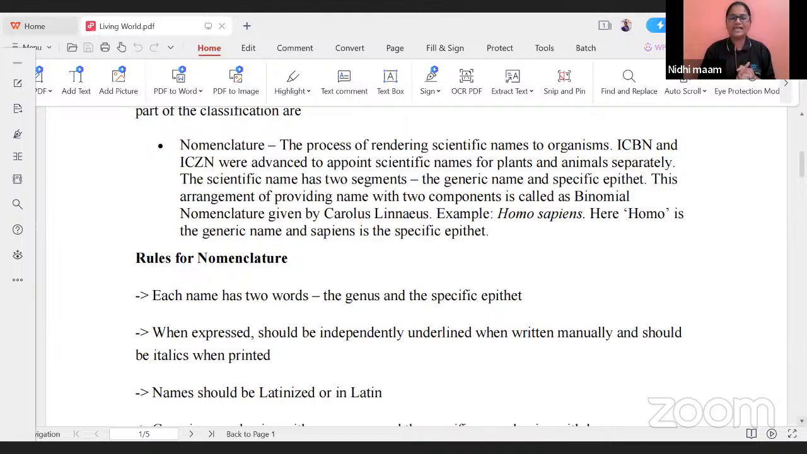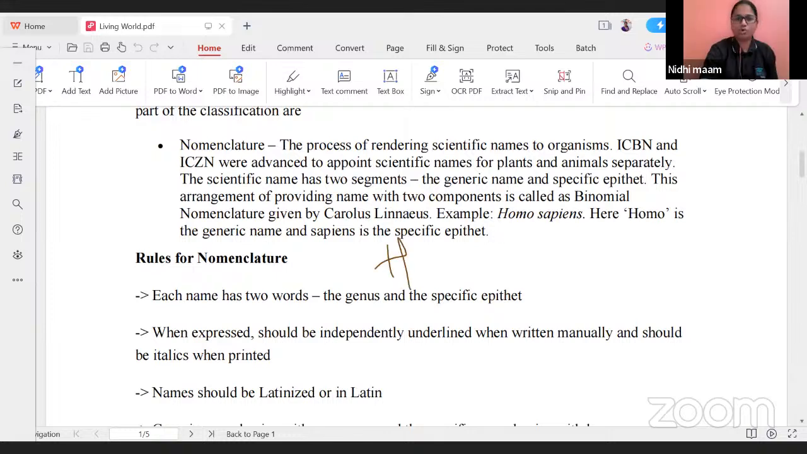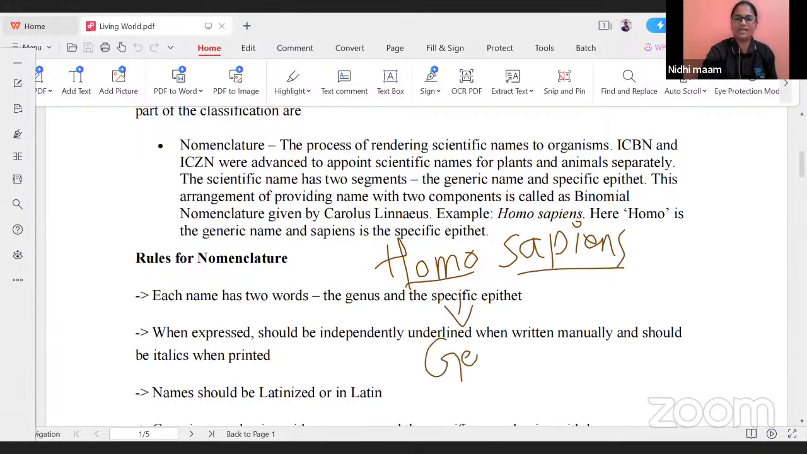Next, the scientific name has two segments we should remember, generic and specific. For example, human beings. What is the scientific name of human beings? Homo sapiens. Like this, we will write the scientific name. Here, Homo refers to the generic name or the name of the genus. Sapiens refers to the specific name or the name of the species. So two names we will consider while naming an organism.